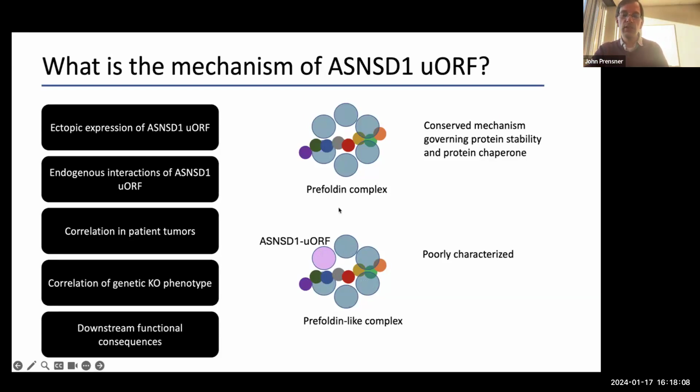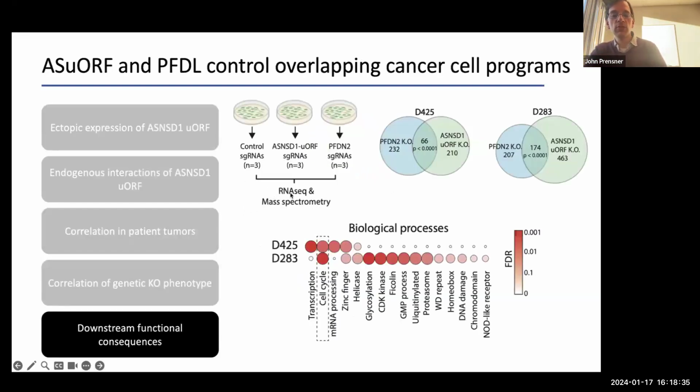It is, in fact, related to this prefolding complex, but is indeed more mysterious because it actually only retains 2 of the 6 subunits between these two. And so really the roles of this have never, to my knowledge, been studied in a human cancer. And so we did a number of experiments to show that this uORF interacted with this complex and correlated in patient tumors with this complex quite highly. I don't have time to show you that, but what I can show you quite interestingly is the downstream functional consequences of what we think it's doing.